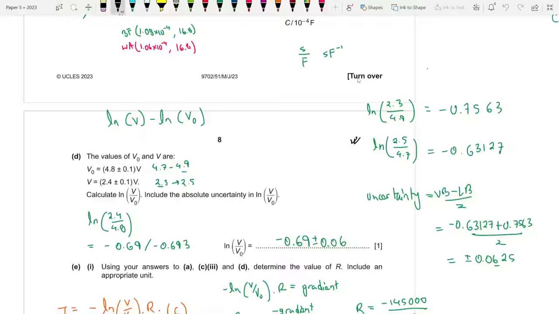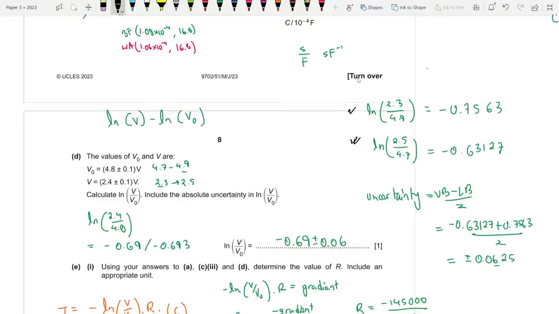And the lower bound, we do the opposite. We take a low numerator, which is 2.3, and a high denominator, which is 4.9. So we get a value of minus 0.7563. That is the basic idea. So we have our upper bound and lower bound. Now we subtract them. So minus 0.63127 upper bound minus the lower bound minus 0.7563 divided by 2, which gives us an answer of plus minus 0.0625. So that is just 0.06. So that is our uncertainty.